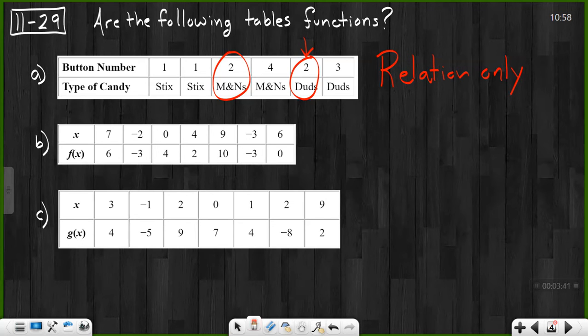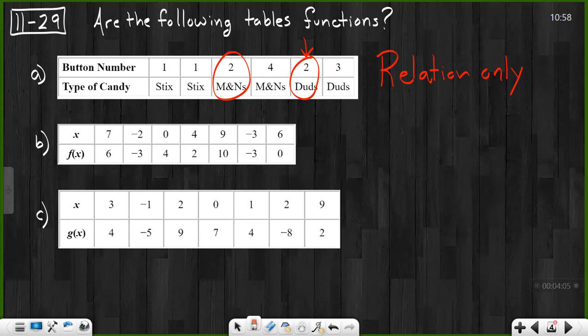Is it both a function and a relation, or neither a function nor a relation? Well, it's either a relation only or it's both a function and a relation, because all functions are relations. So let's look at it with numbers. When I have a table with numbers, I want to look at all the inputs. If an input repeats, then I want to check to see if the output was the same. If an input does not repeat, then we assume it's functioning.